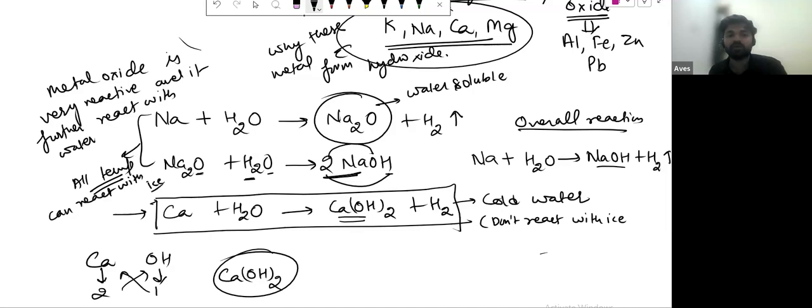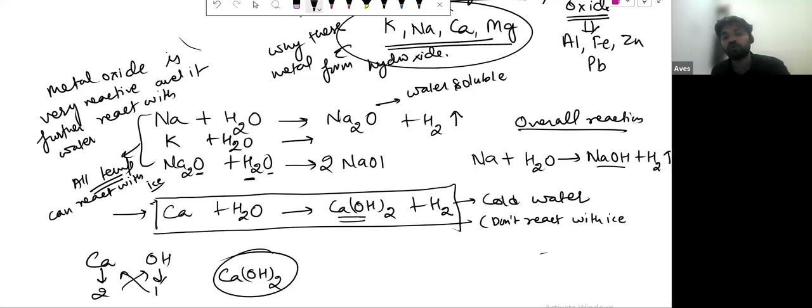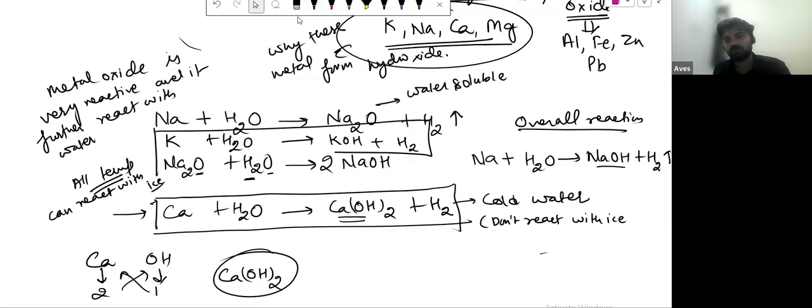Dear students, sodium and potassium. Let me write here the equation of potassium also, so that you can understand that when sodium and potassium react with water, it will give you potassium hydroxide plus hydrogen gas. So these are the two equations that you need to write.